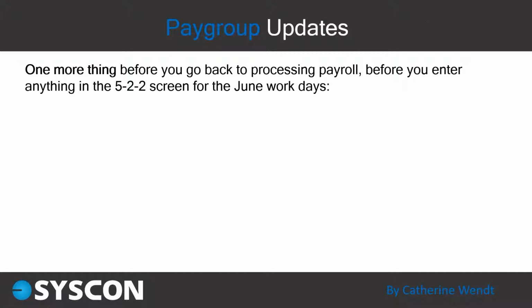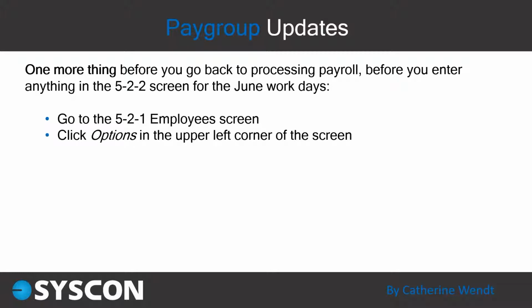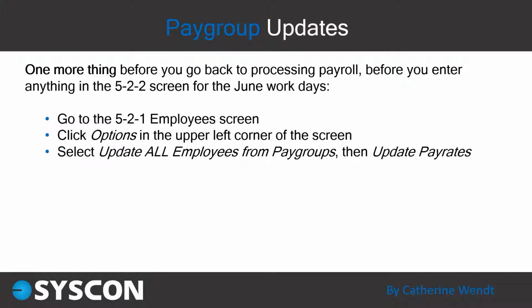So one more thing before you go back to processing the payroll. We've got May all set and our reports. We've got the June rates updated, the pay calcs updated, the benefits updated. We are ready to rock and roll, but before we create those 522 pay records, one more thing we can do. You can go to the 521 employee screen, click options, which is in the upper left-hand corner of the screen, and under options, one of the selections is update all employees from Paygroups.